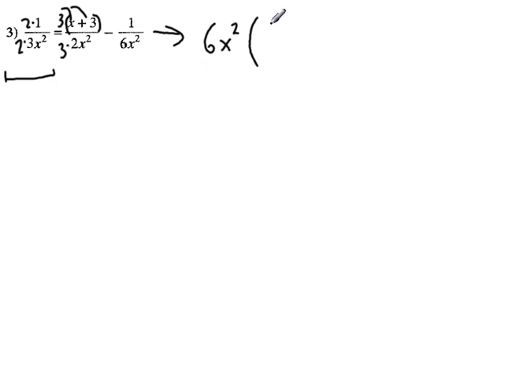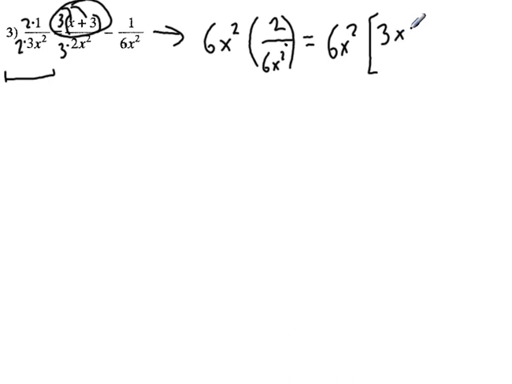6x squared times 2 over 6x squared equals 6x squared times, I'm going to make that a little larger, 3x plus 9 over 6x squared, when I multiply that out, minus 1 over 6x squared.